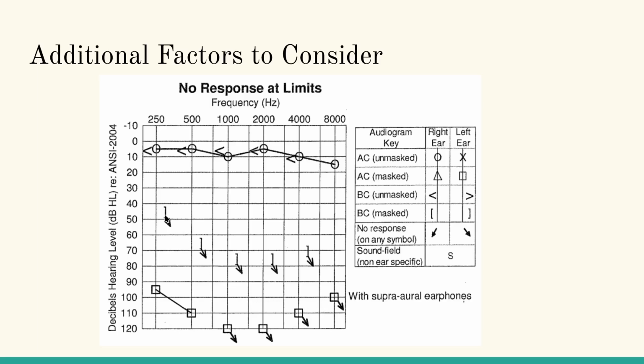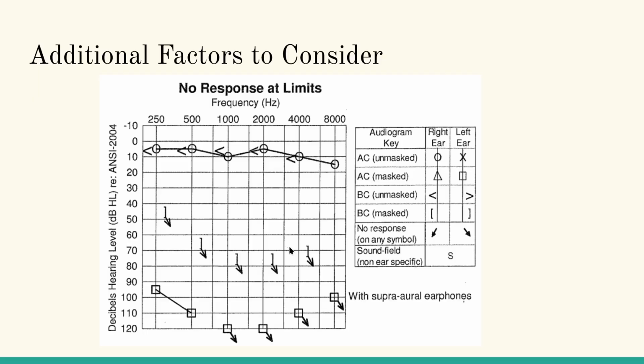We can also see left masked bone conduction with arrows attached going the opposite direction, indicating no response. So that's what you want to do when you reach the limits of the audiometer and you get no response. You use the no response key and you indicate that with the arrows.